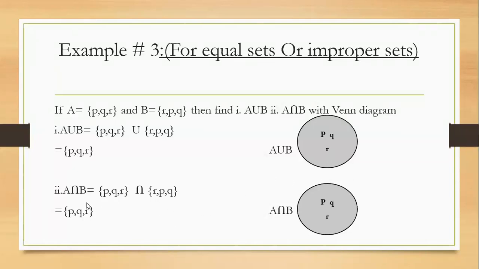Okay? Now, part number 2, A intersection B. We have to find the common elements between these two sets. Obviously, all the elements are common. That means because all the elements are the same, we get the answer PQR. So, for intersection, again we have to draw one circle because the sets are equal. And for shading, we have to shade the whole circle because the answer is PQR.